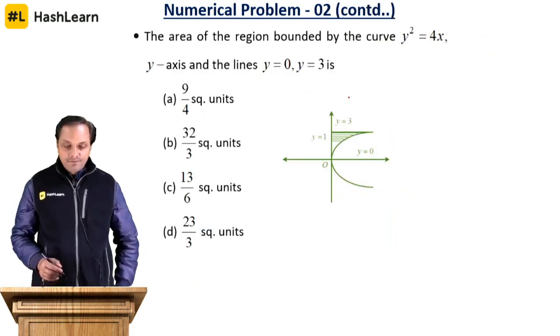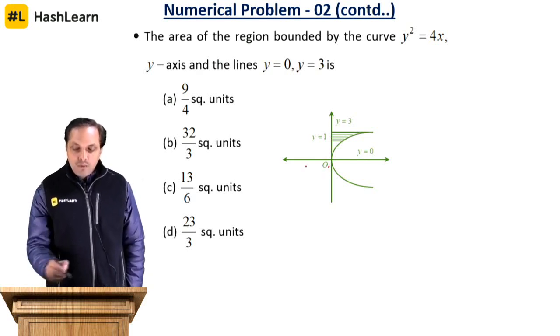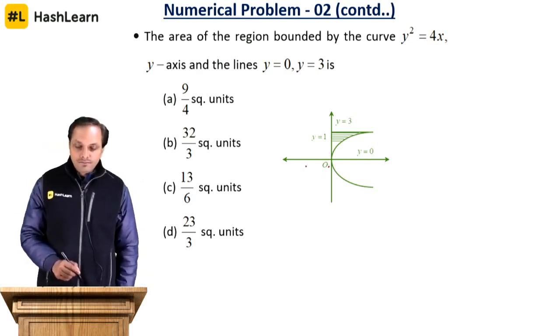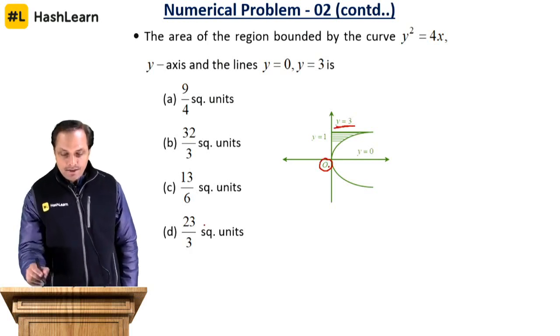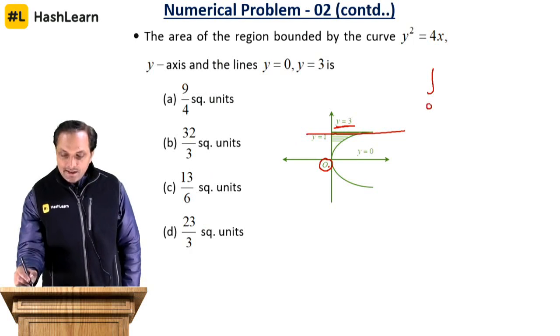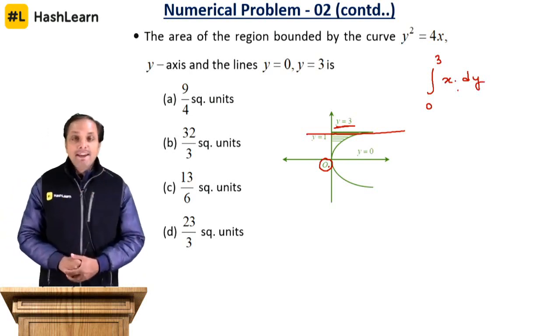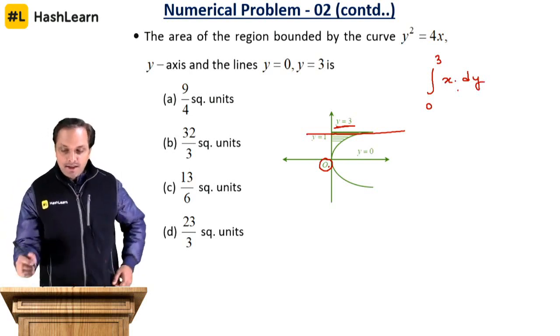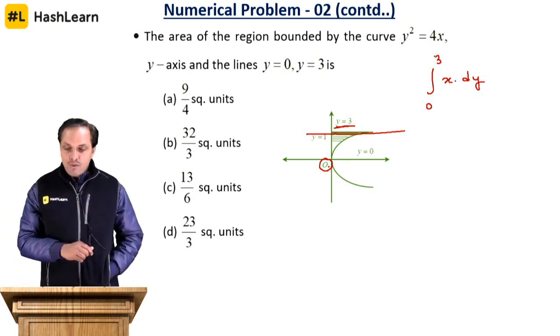As I have told you, when you have the limits along the y axis, this is 0 and they have given y up to 3. Y is equal to 3 line. This is your line, y is equal to 3 line. Limit 0 to 3, you need to use x dy. You know why you need to use x dy? Because you are taking a limit along the y axis. When you take the limit along the y axis, it will be x dy. Limit along the x axis, it is y dx.